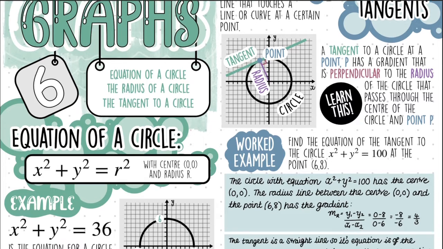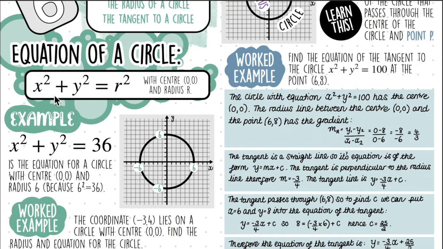Okay, let's get started. So this worksheet is all about circles. The first thing to learn is the standard equation for a circle. This is x squared plus y squared is equal to r squared, where r is the radius of a circle. Remember, the radius is the distance between the centre of the circle and the outside of the circle. Right, so here is a standard equation of a circle with centre 0, 0 and radius r, this r here.